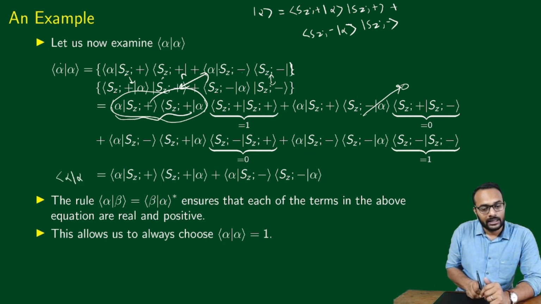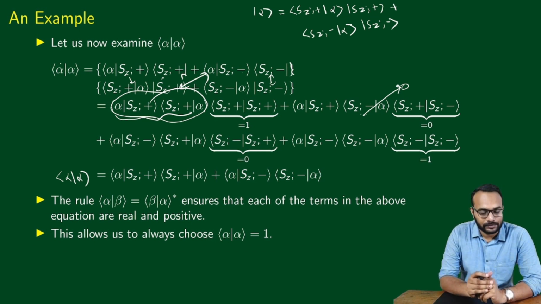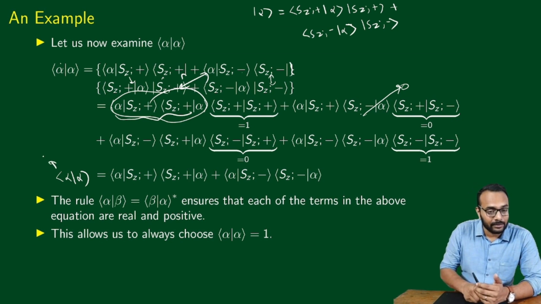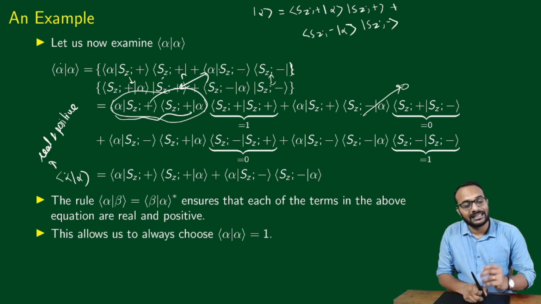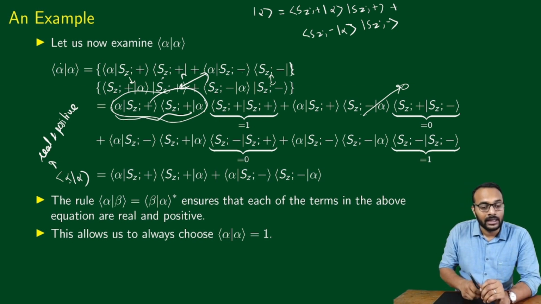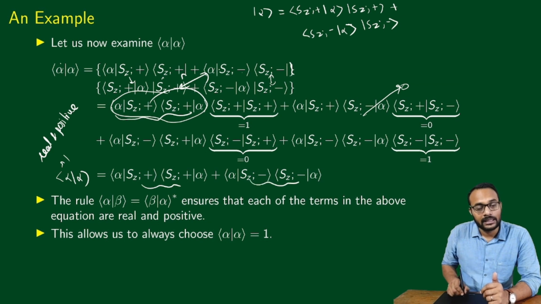What is this? This is simply our inner product of alpha with itself. We said that this was associated with the norm. We said that this is real and positive, all right? Actually, we postulated that the inner product of a vector with itself is real and positive. Now, if you want this to be real, for example, if you want this to be equal to 1, then each of these has to be real, right?